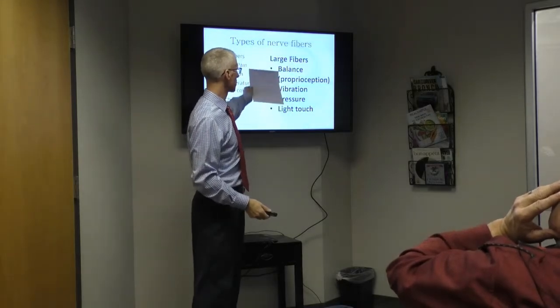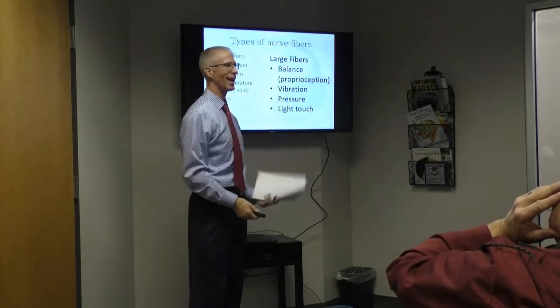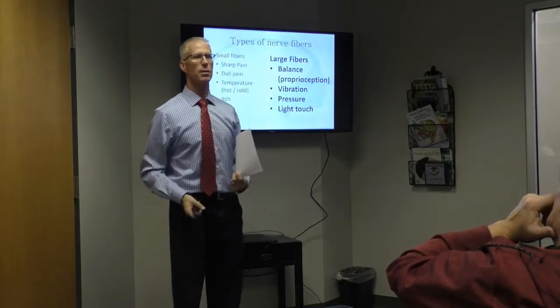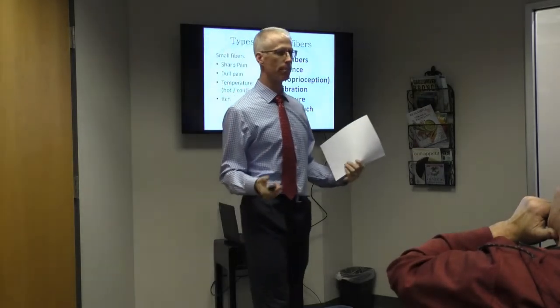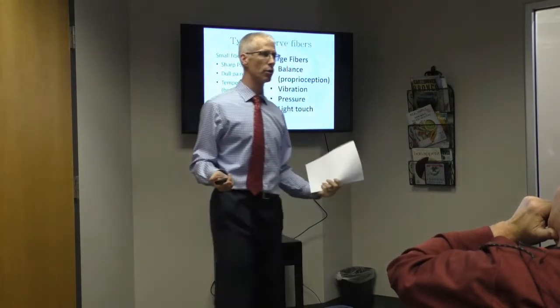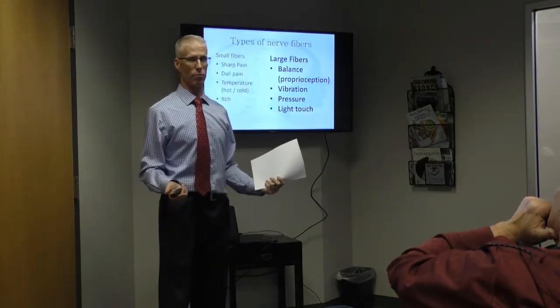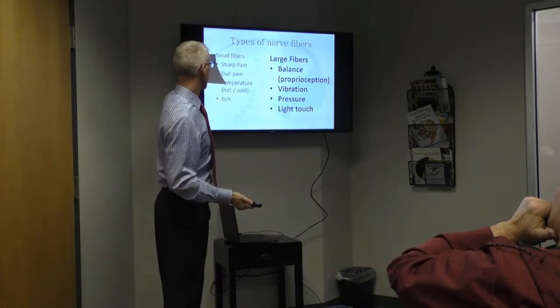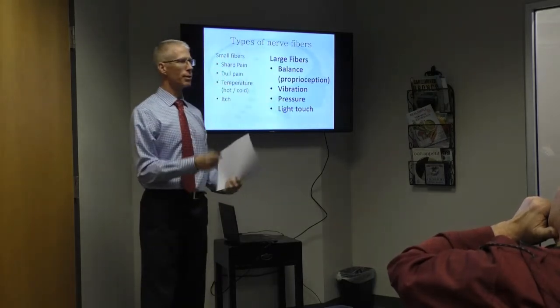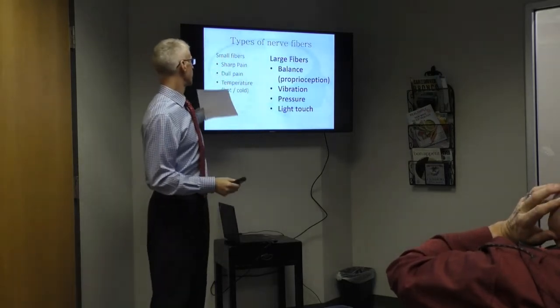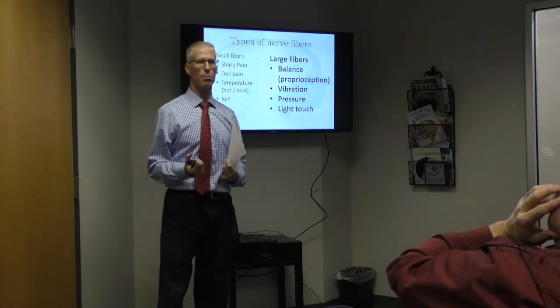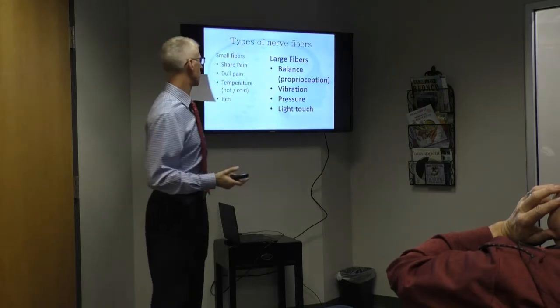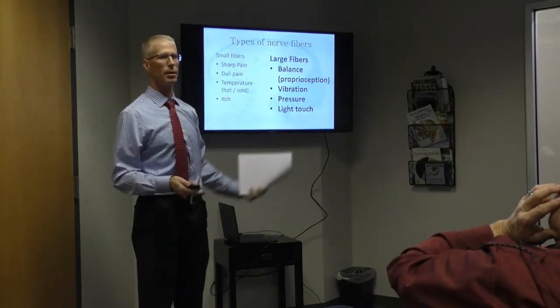So all the large fibers have balance, vibration, pressure, light touch. Very fast signals. Do you think it's important to know where your body is in space every time you take a step? That's balance. What would happen if you couldn't do it? You're going down. Exactly. So small fibers will send different types of sensations: temperature, sharp and dull pain, and itch sensation. These are all things that neuropathy patients tell me they have.